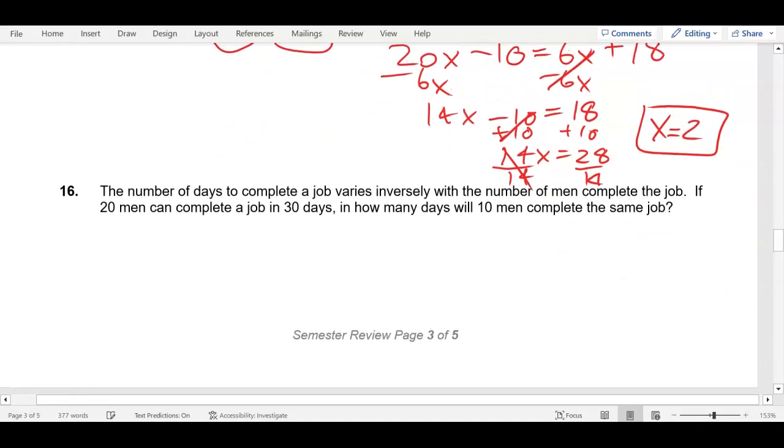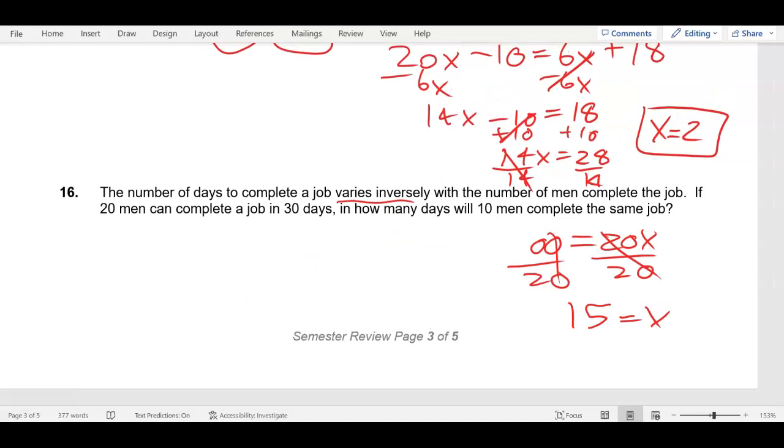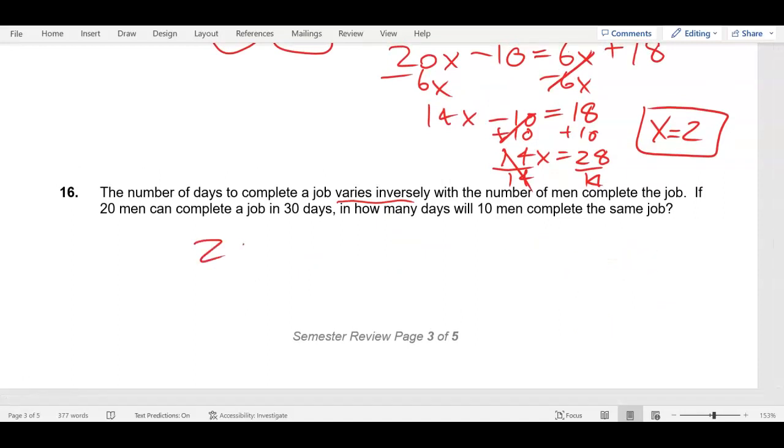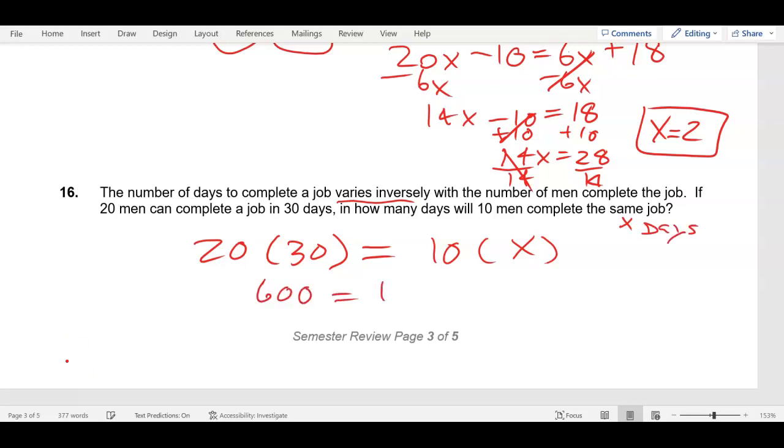All right. The number of days to complete varies inversely with the number of men to complete the job. If 20 men complete the job in 30 days, 20 times 30, how many days will it take 10 men to complete the same job, x? We don't know how many days, right? 20 times 30 is 600 equals 10x. And you divide by 10, you get 60 days.